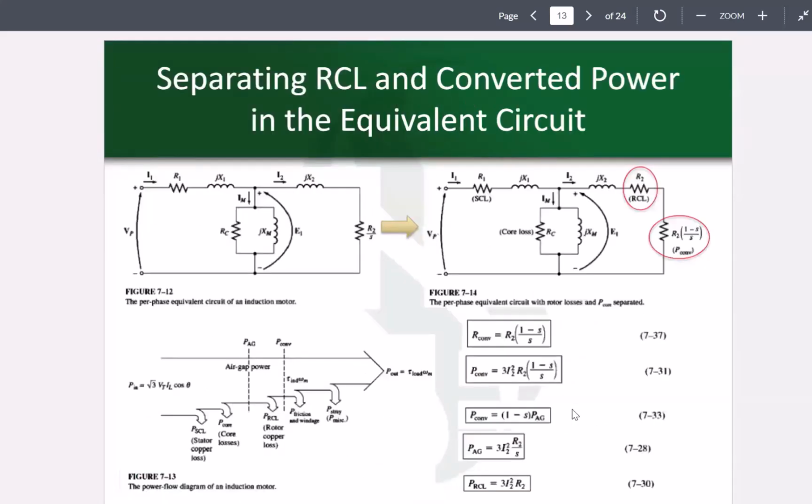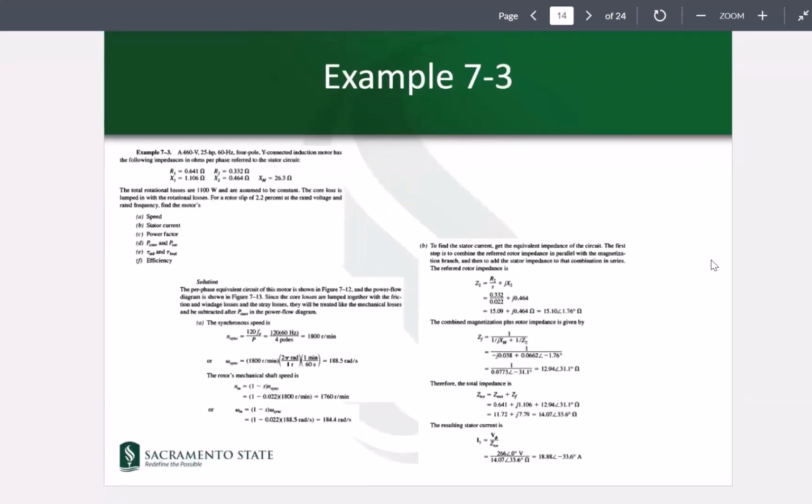Now, as I said, it's sometimes much easier to separate the RCL, the rotor copper losses, and the converted power in the equivalent circuit. So this R2 over S in here includes both the rotor copper losses and the converted power. But if you rewrite this R2 over S as these two separate resistances, R2 represents the rotor copper losses, and R2 times (1 minus S) over S represents the converted power. So this is another example.